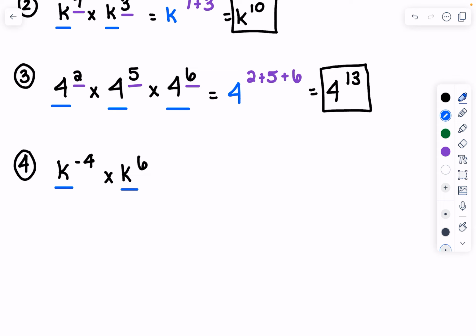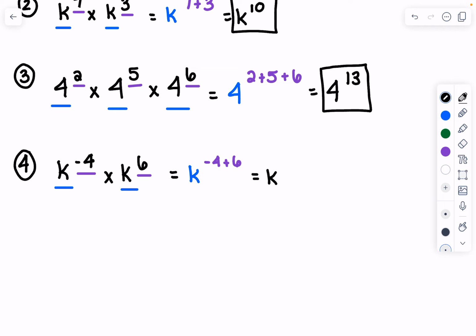So same thing, we have a base of k, and we have a couple of exponents. You're going to follow the same process. So you have k as your base, and then you're just going to take your exponents and add them. The only difference is the 4 is negative. So you're just going to use some light integer rules to make sure that you get the correct exponent on your letter.